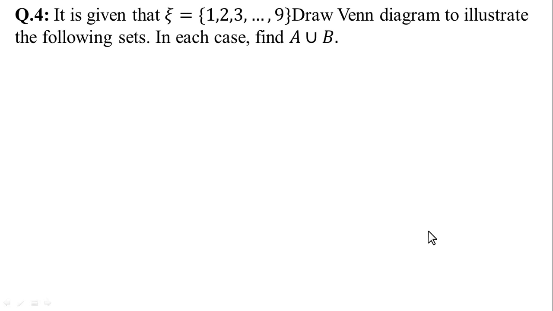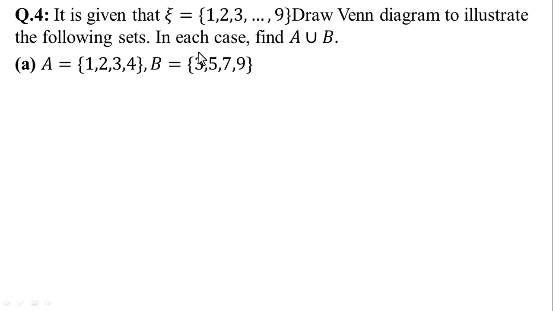So, in question number 4, it is given that the universal set is 1, 2, 3, and so on up to 9. Draw the Venn diagram to illustrate the following sets in each of the following cases. Now the given statement is A union B. In the first part, set A is equal to 1, 2, 3 and 4 and set B is equal to 3, 5, 7 and 9.